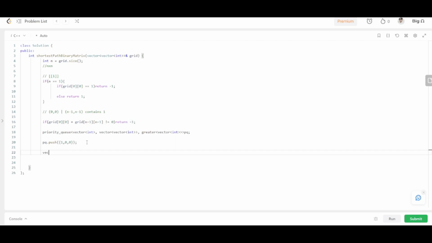Fine. Also we create a distance array to store the minimum distance for each cell. So its dimension would be n cross n, initialized with 1e9, and let's initialize the very first cell with 1.